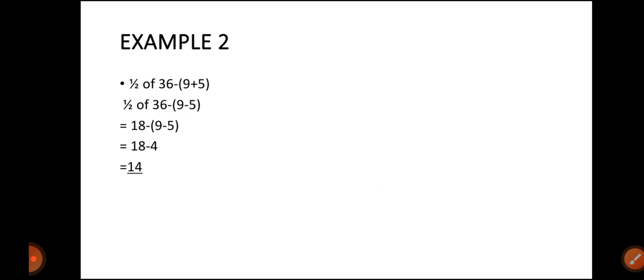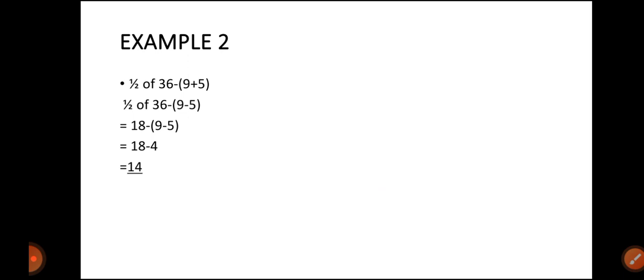Then half of 36 minus this, in this expression, since the mathematical sign that comes before the bracket is a minus, the sign inside the bracket changes from addition to subtraction. 9 minus 5 instead of plus 5. Now we have known that half of 36 is 18. That means 18 plus 18 gives us 36. So half of 36 is 18 minus bracket open 9 minus 5.